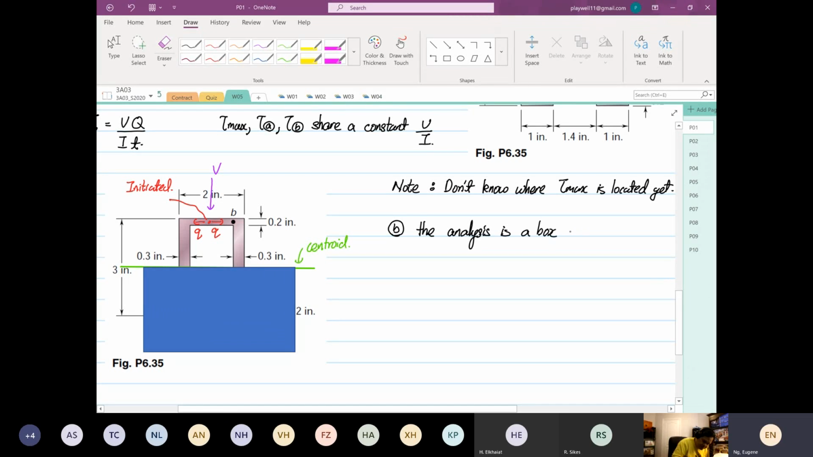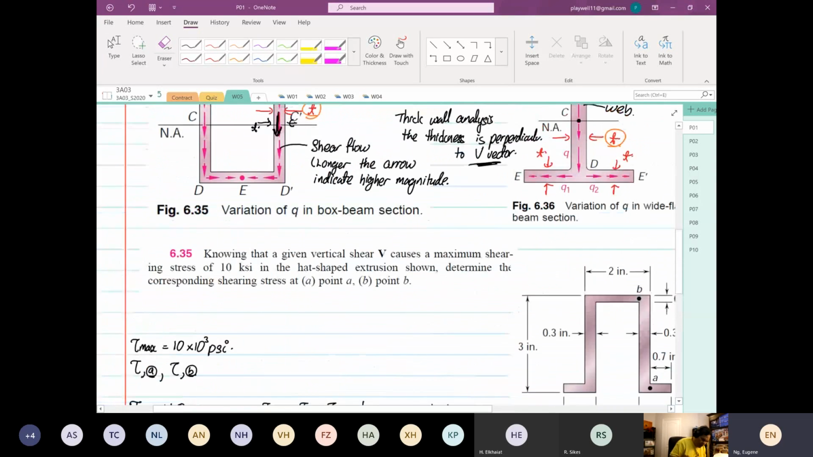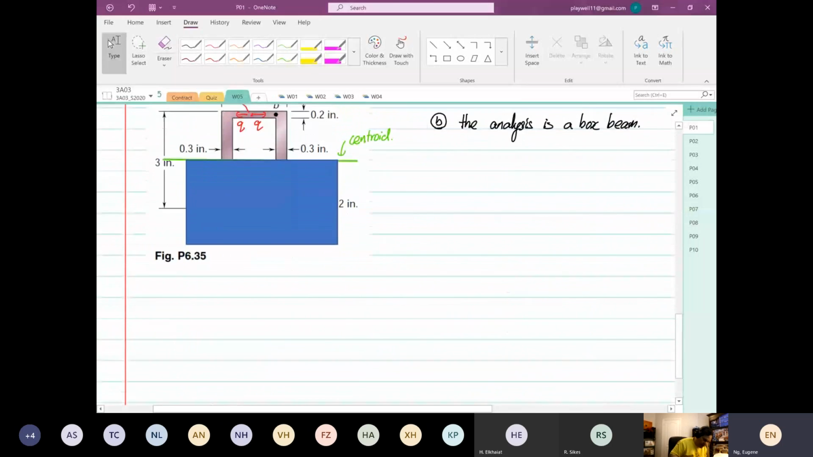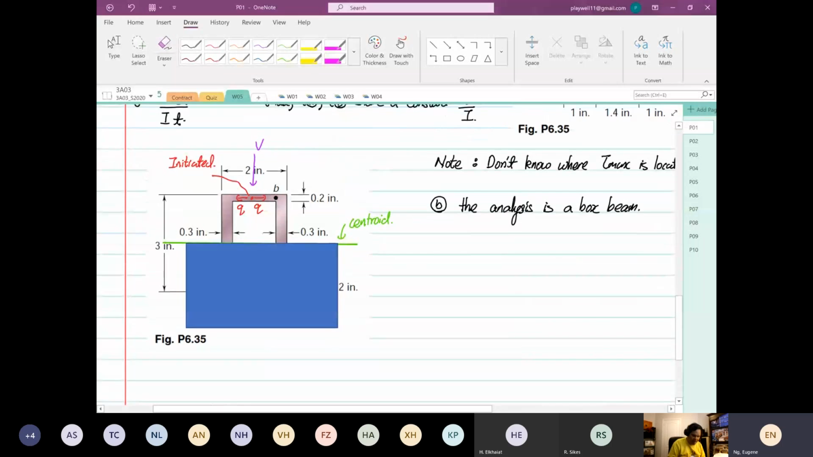Box beam. Okay, so you can see down here. For box beam, we have a point of initiation. We go for left, and there's a Q from the left and on the right. So we have a Q on the left and on the right.